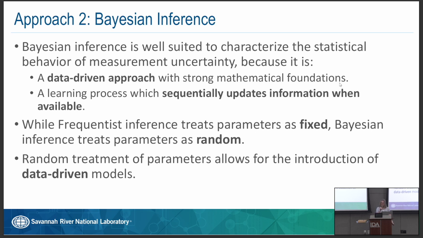So why exactly is Bayesian inference important or practical in mass spec? Well, like we've mentioned, it's a data-driven approach, and it's sequentially updating when we have information available. This is helpful because for practitioners, the more runs they do on the instrument, the more they can learn about the data distribution itself. Furthermore, we have random treatment of parameters rather than fixed in a frequentist approach.